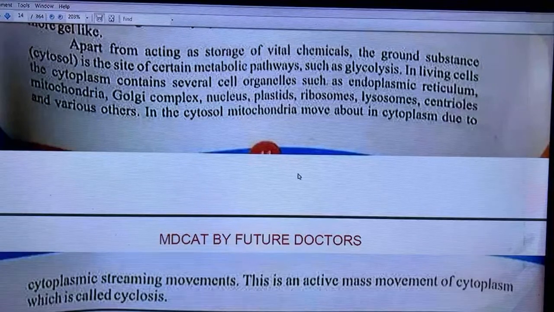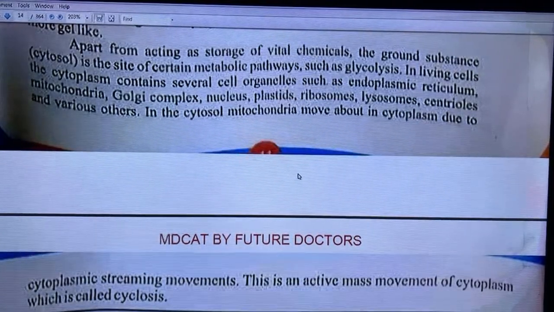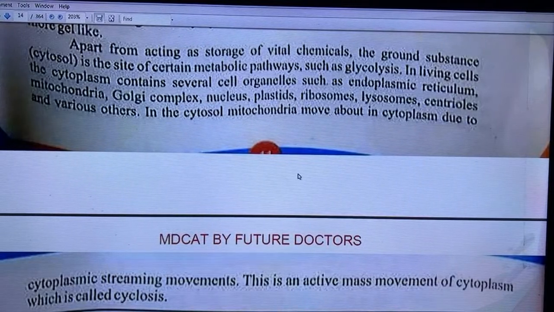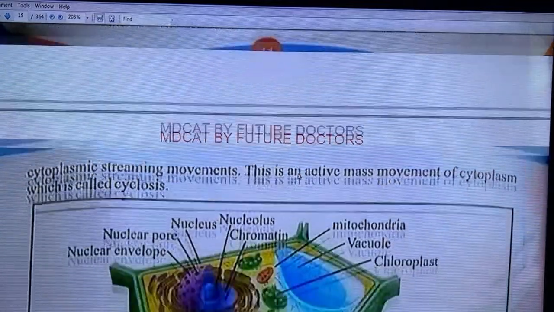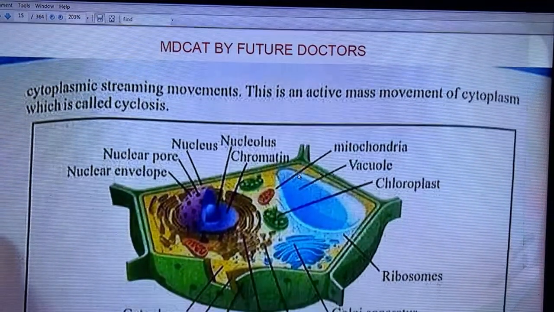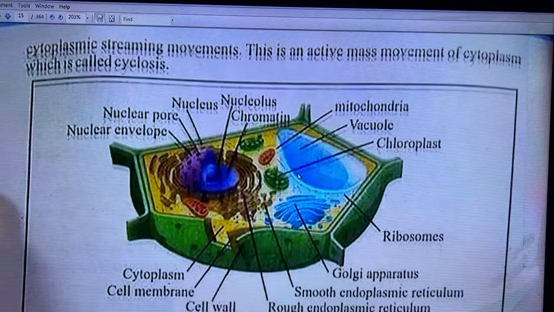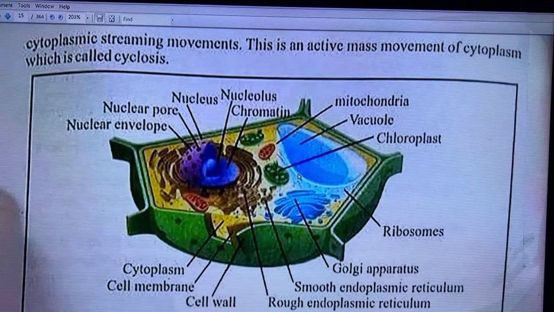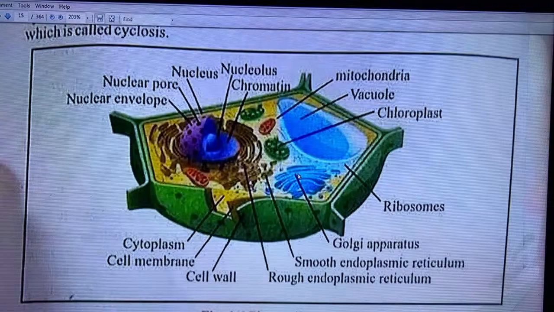The cytoplasm contains several cell organelles such as endoplasmic reticulum, mitochondria, Golgi complex, nucleus, plastids, ribosomes, lysosomes, centrioles, and various others. In the cytosol, mitochondria move about in the cytoplasm due to cytoplasmic streaming movements. This is an active mass movement of cytoplasm, which is called cyclosis. This is a typical plant cell.